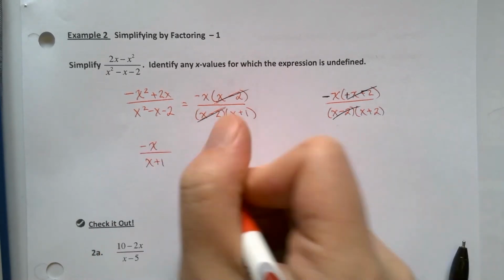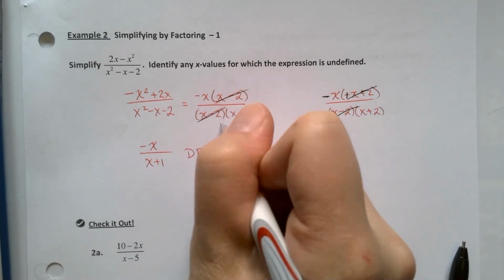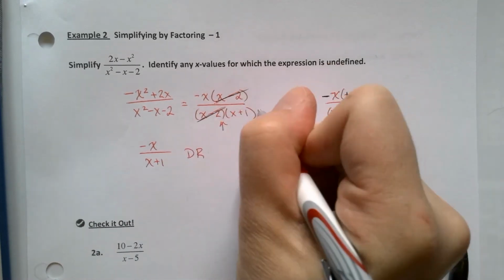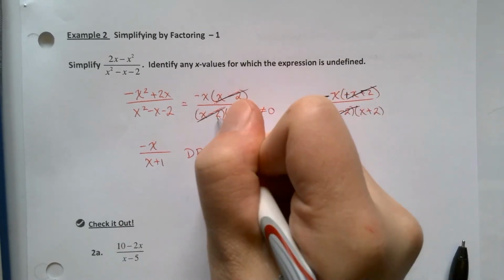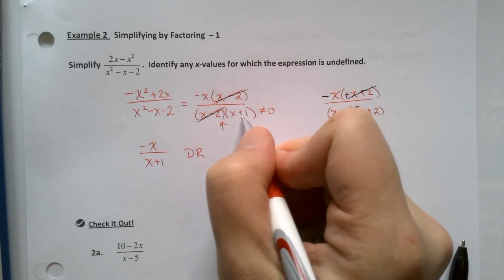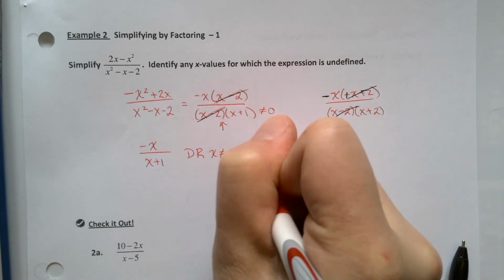And again, the domain restriction comes from the original denominator before I factored. So I'm going to go ahead and set, or before I canceled, I'm going to set this equal to 0. X cannot be 2. X cannot be negative 1. X cannot be 2 or negative 1.